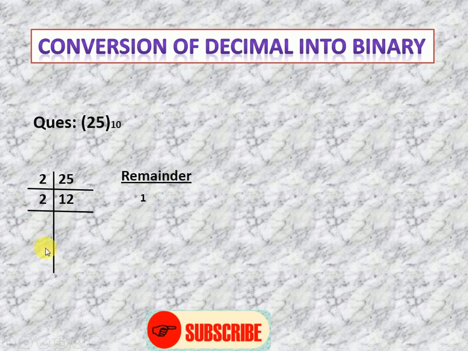Again 12 divided by 2, quotient will be 6 and remainder will be 0. Simple. Next, again 6 divided by 2, quotient 3, remainder 0. Again, 3 divided by 2, quotient will be 1, 2 1s are 2, and remainder will be 1. So now our final answer will be 1 1 0 0 1. Yes friends, the final answer is 1 1 0 0 1. So the binary equivalent for 25 is 11001.